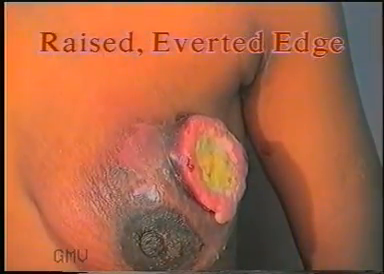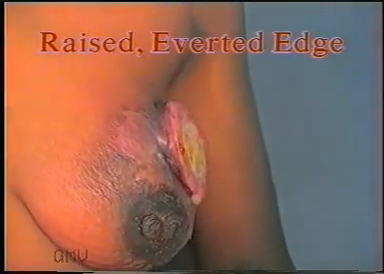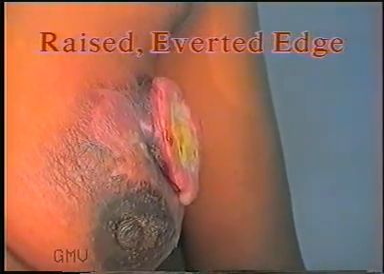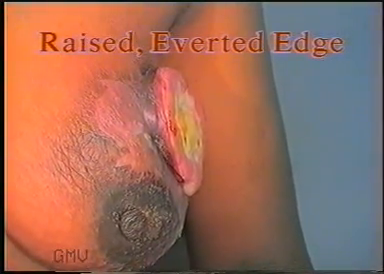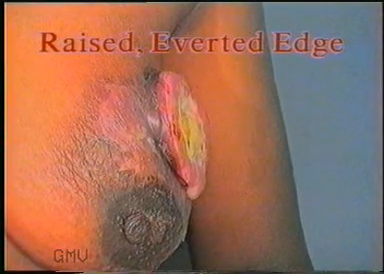Everted edge. In a malignant ulcer, the malignant tissue grows very fast and overhangs the skin margin. The ulcer itself is raised above the skin level. Note the overhanging tissue, particularly at the lower border. This is the raised and everted edge of a malignant ulcer.